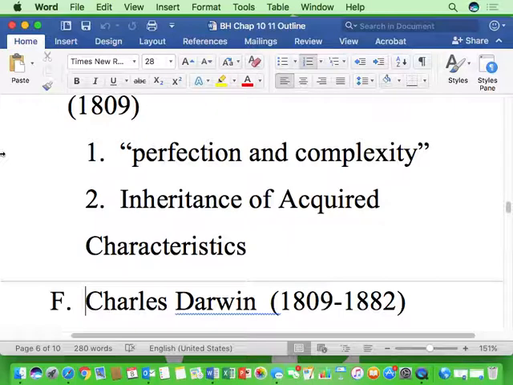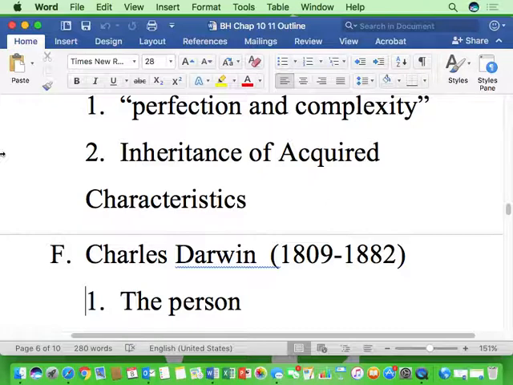So today we're going to start with Darwin. And I want to start with a little bit of history about Darwin, about who he was. So Darwin obviously was born in 1809 in England. And he was the fifth of 6 children.